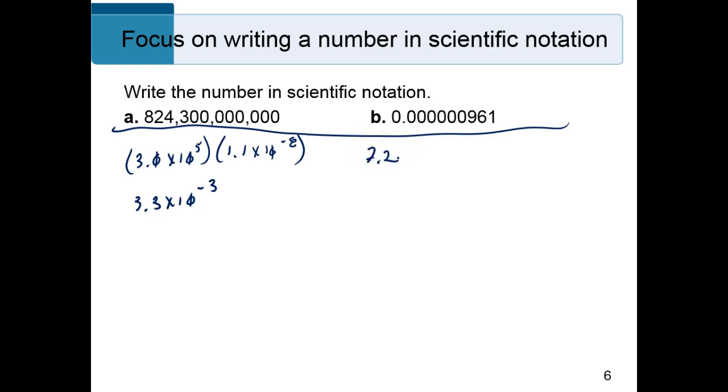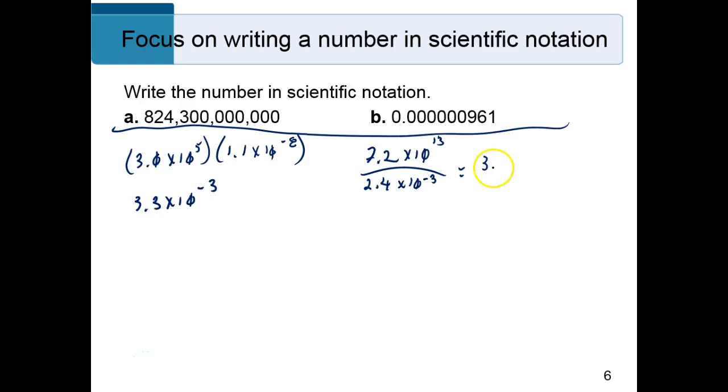7.2 times 10 to the 13th divided by 2.4 times 10 to the negative third. All right, what in the world are we going to do with that? Okay, divide 7.2 by 2.4. You might need a calculator, or you might be able to do it in your head. What does that give you?